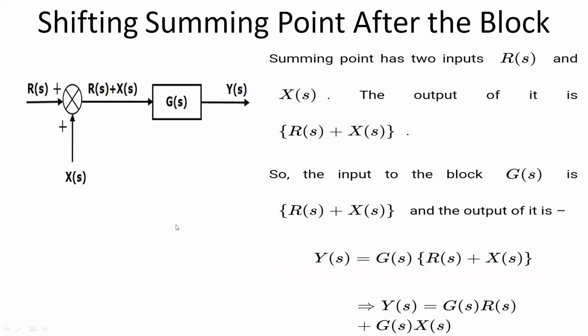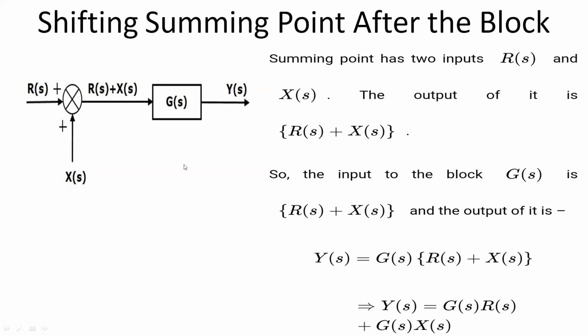Then we have block diagram algebra for summing points, shifting summing points after the block and before the block. These are the two conditions. If you see the shifting of the summing point after the block, now the summing point is before this block, G(S). After this summing point, we have R(S) plus X(S). So the input to the block G(S) is given by R(S) plus X(S).